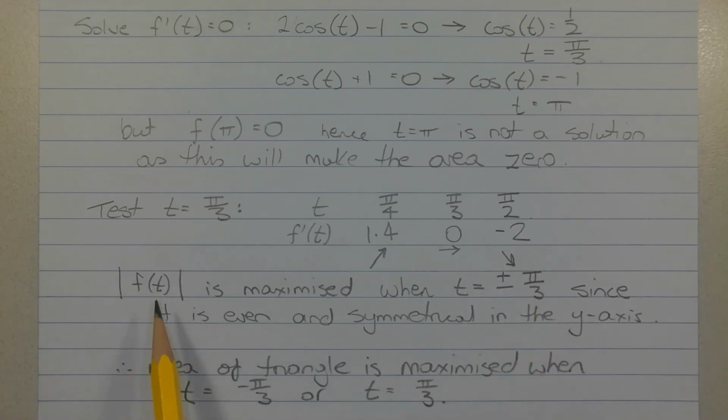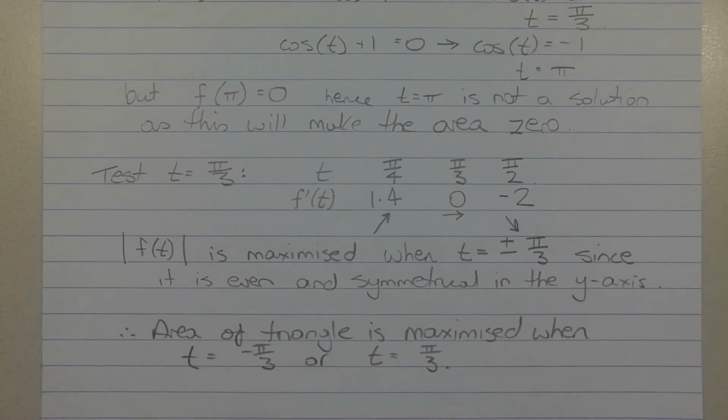So the absolute value of f of t is maximized when t is equal to plus or minus pi over 3, since it is even and symmetrical in the y-axis. Therefore, the area of the triangle is maximized when t is equal to negative pi over 3 or t is equal to pi over 3.